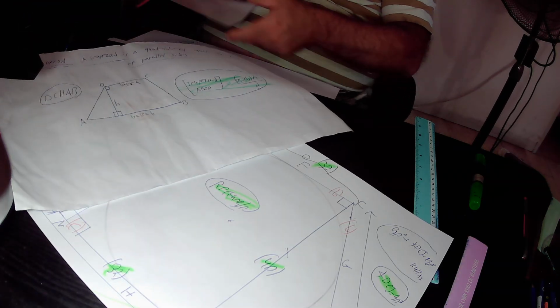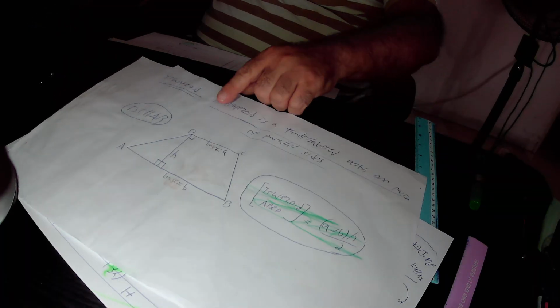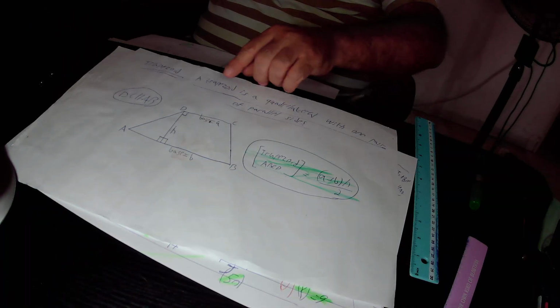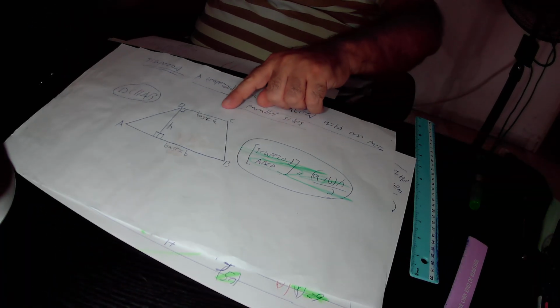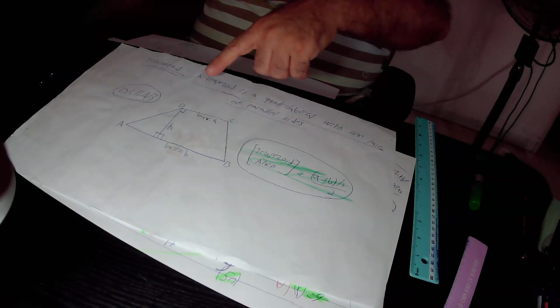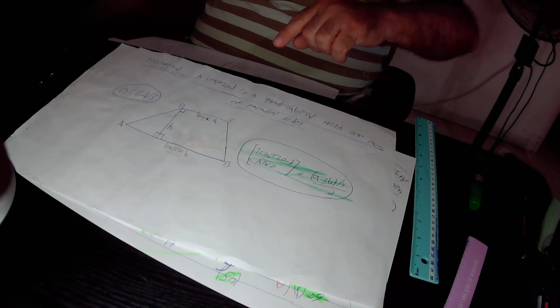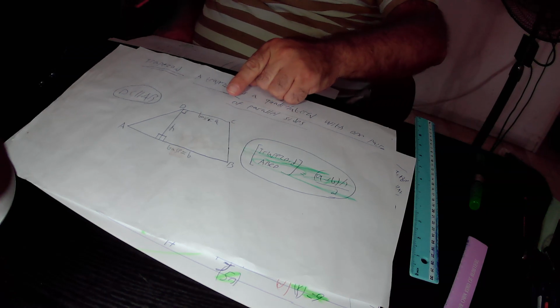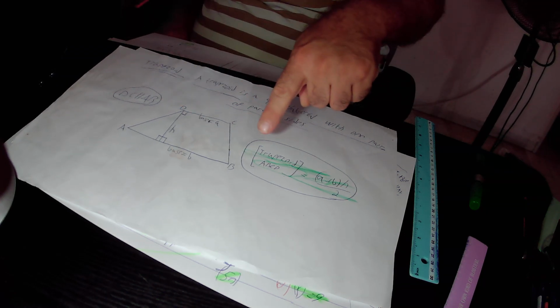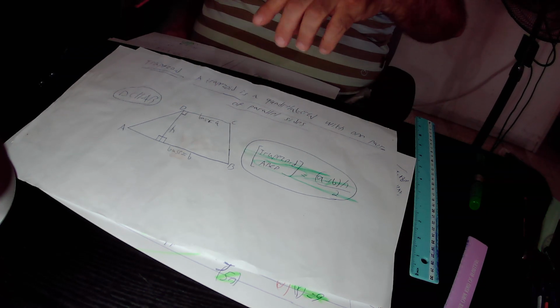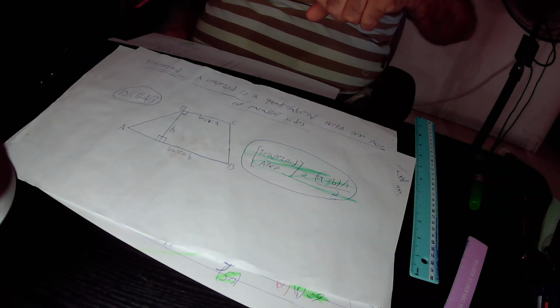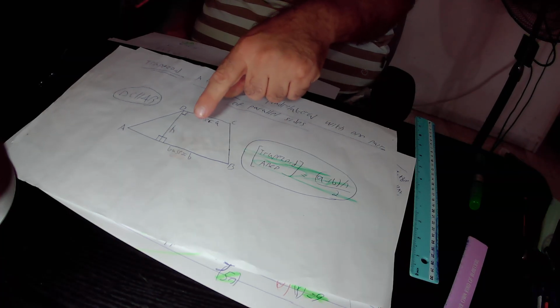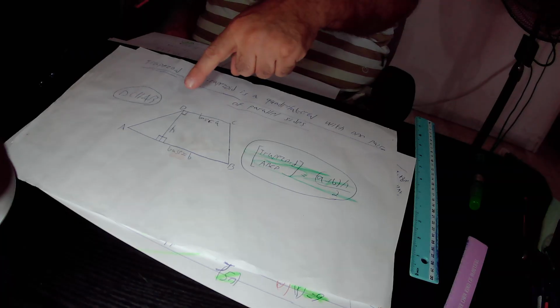Again, a trapezoid is a quadrilateral with one pair of parallel sides. So this is trapezoid ABCD. Side DC is parallel to side AB, and therefore quadrilateral ABCD is a trapezoid. If we define the length of side DC as A and the length of side AB as B, then the area of this trapezoid ABCD equals the sum of its two parallel bases, A plus B, times the height, over 2.